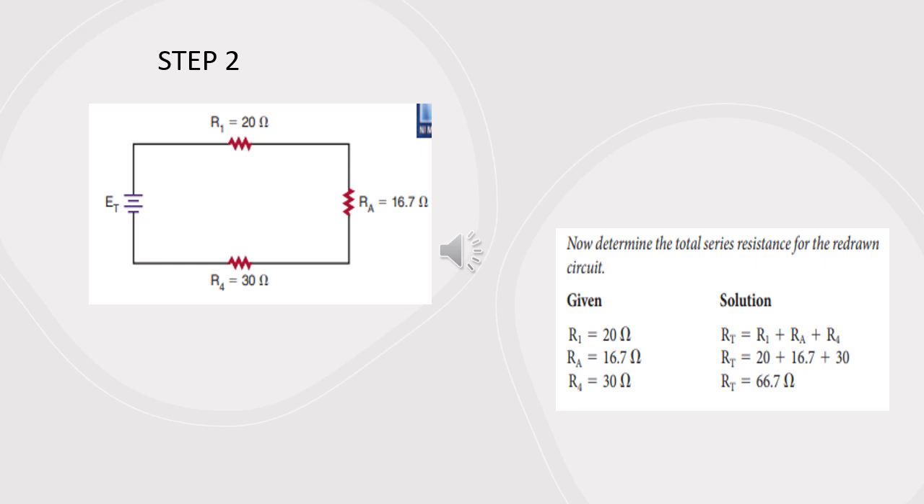In the second step, we need to redraw the circuit by substituting the parallel resistors, R2 and R3, with RA, a value of 16.7 ohms, as in figure. Then we need to find equivalent resistance, RT, using the series formula, RT equal to R1 plus RA plus R4. Substitute all the values and we get RT equal to 20 ohms plus 16.7 ohms plus 30 ohms. Solve this equation and we get RT equal to 66.7 ohms.